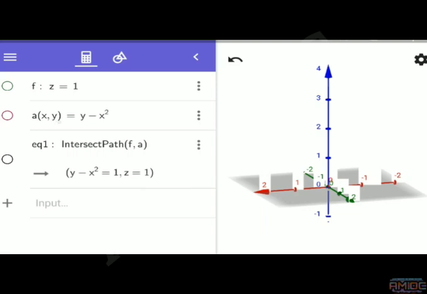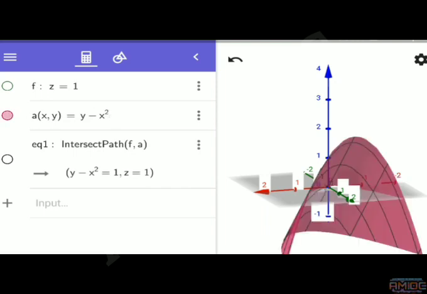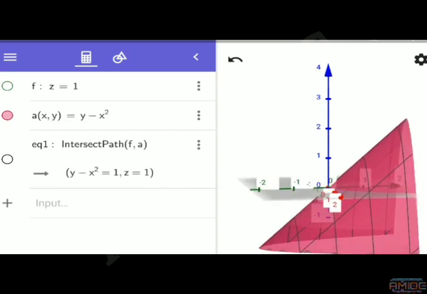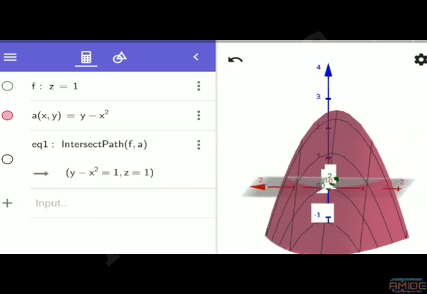We are given the function f of xy is y minus x square. I am just plotting the graph of the function y minus x square. It looks like this form.